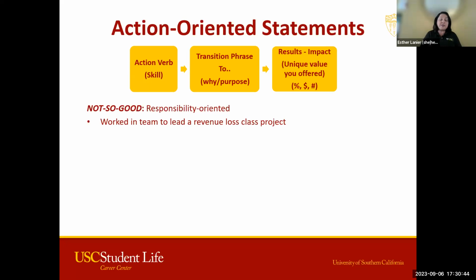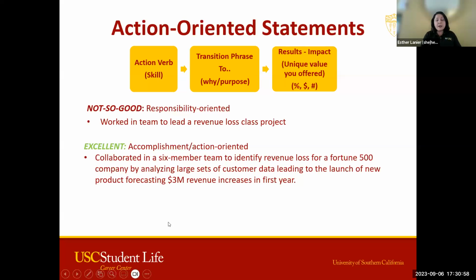So when you put your bullet points together, don't assume that the person is in your head as to what your message is. You got to make it clear. Okay, so that's not necessarily gonna give you any leverage point to stand out. So what about this one? Collaborating a 6-member team to identify revenue loss for a Fortune 500 company by analyzing large sets of customer data, leading to the launch of a new product, forecasting $3 million revenue increase in the first year.